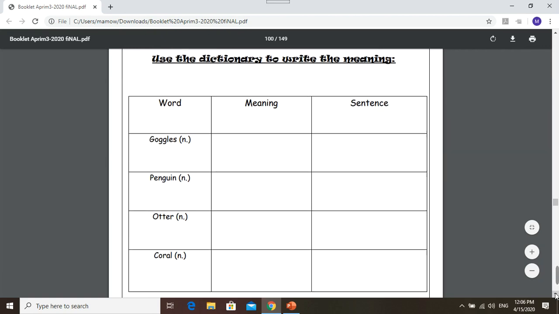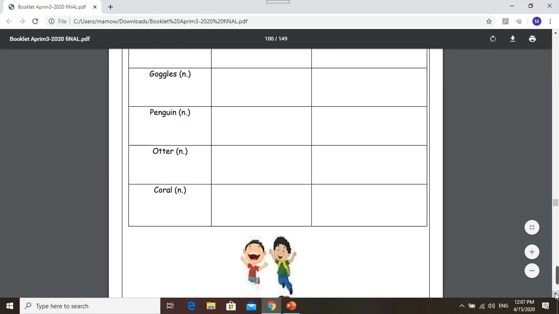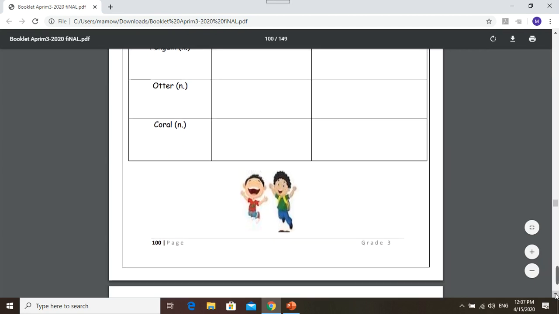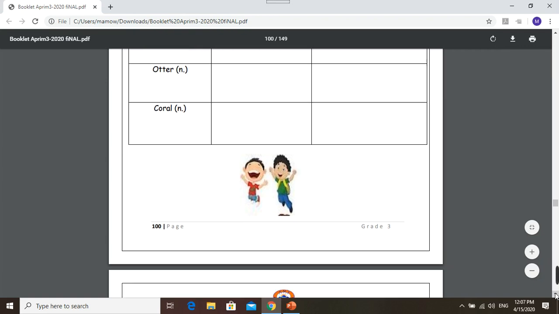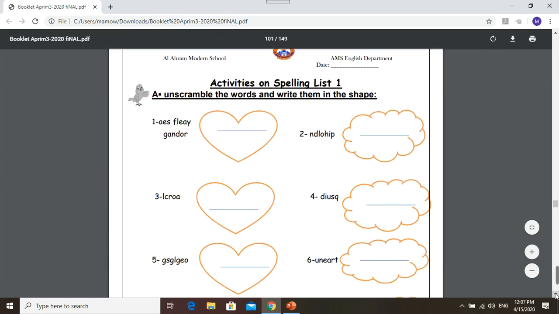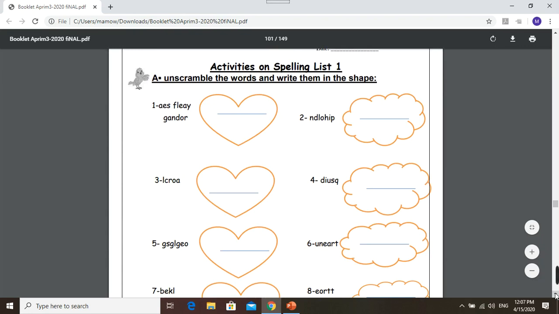Do you remember? We have the first one, goggles. You can put it in a sentence like what? I wear my goggles, or I put on my goggles underwater. Next, penguin. I love watching penguins, or penguins are black and white. Simple sentences. Otter. Otter is a sea animal. Coral. Coral is very colorful. I love watching corals underwater. I dive to see corals. You can write many sentences.